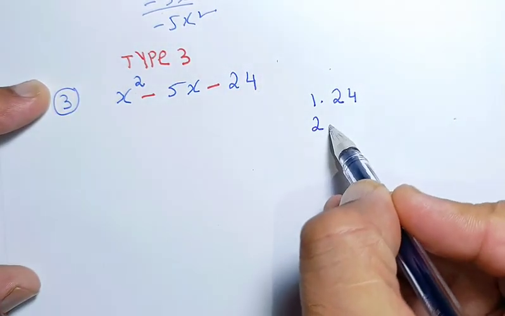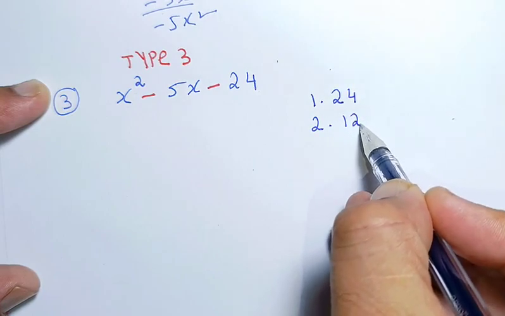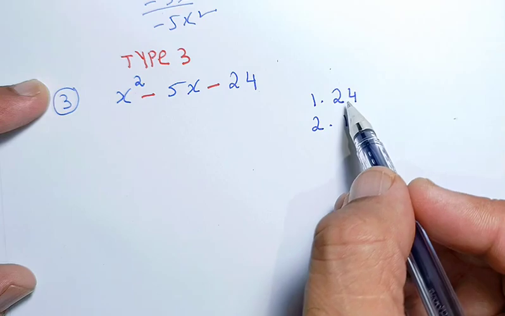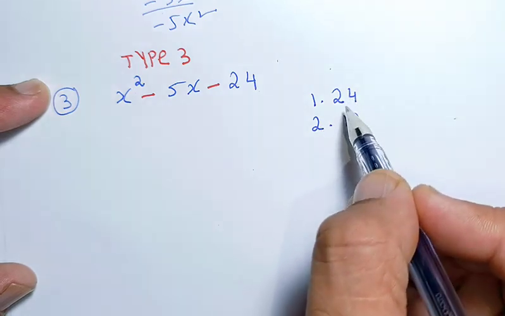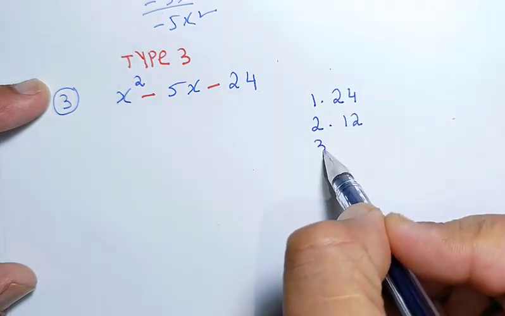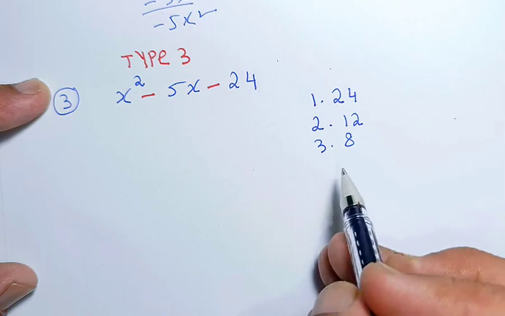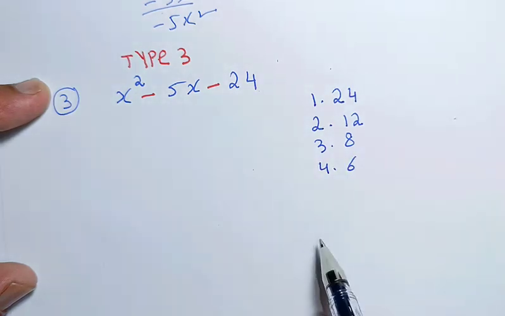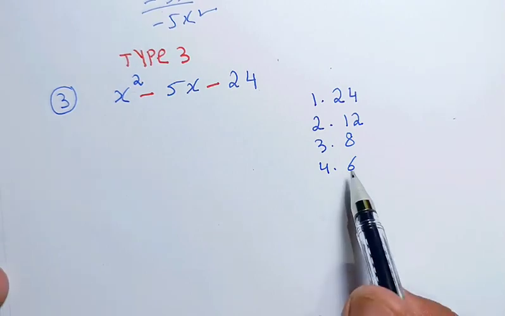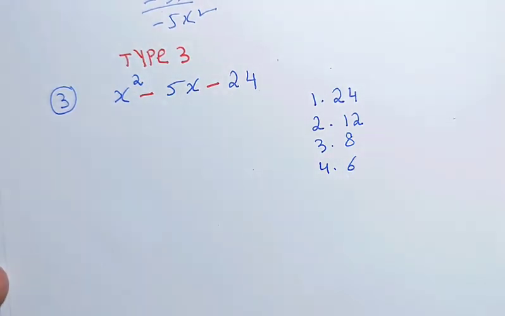2 times 12 is also 24. If you're not sure, you can do it this way: 24 divided by 2 is going to be 12, and 2 times 12 is 24. Then 3 times 8 is 24, and 4 times 6 is 24. After that, it starts repeating, because 6 times 4 is also going to be 24. So we leave it here.